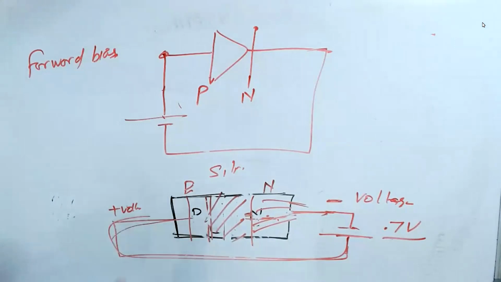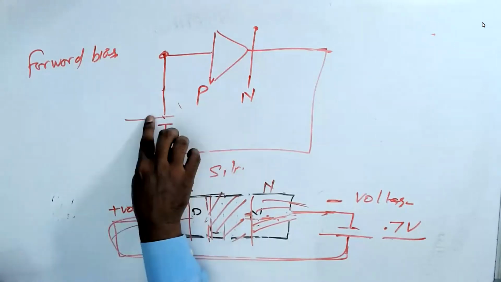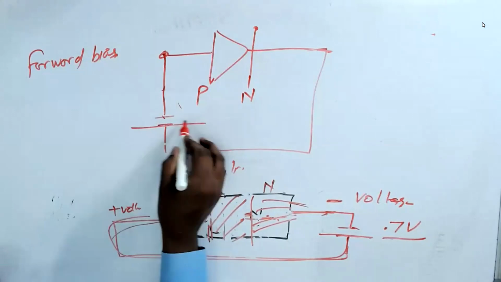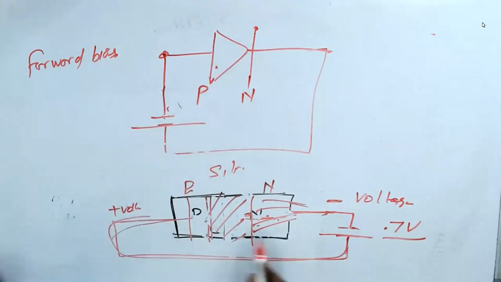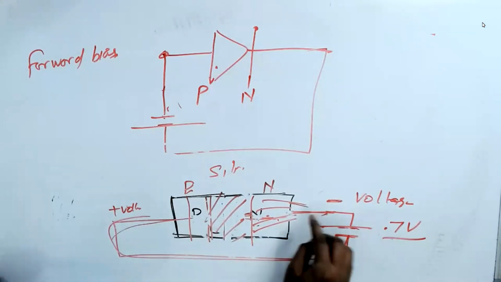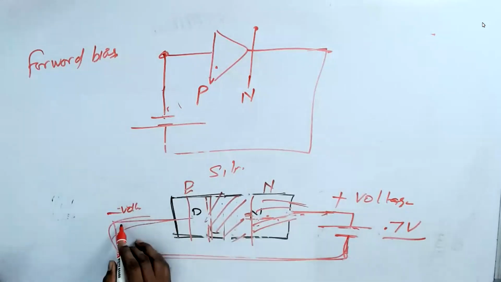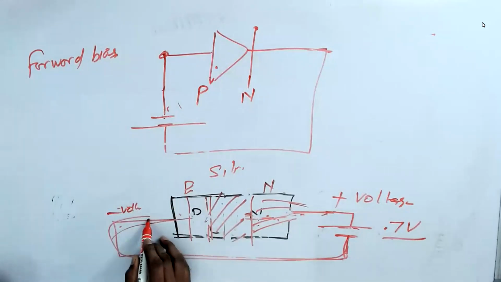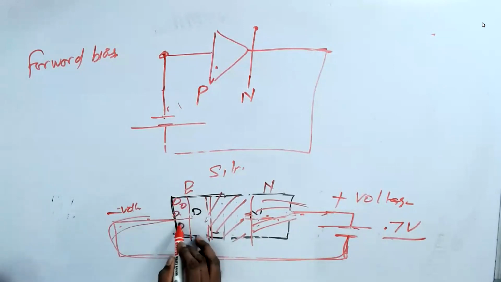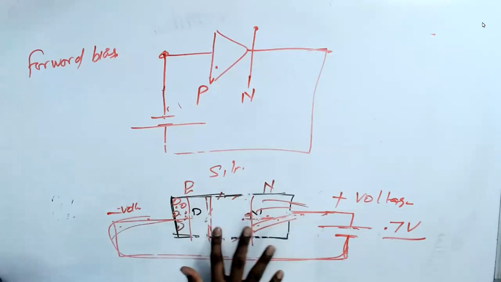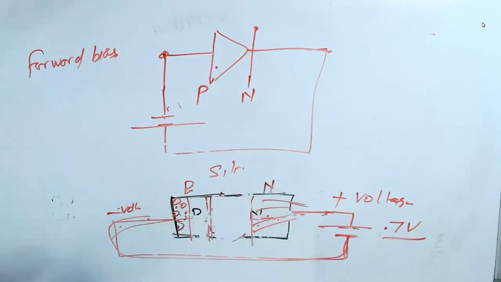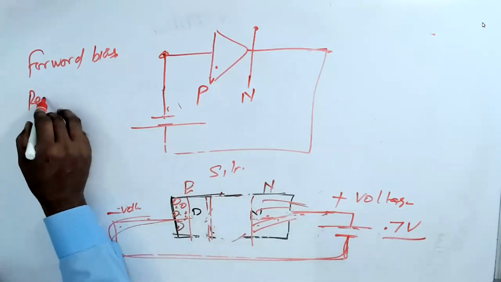Now, if I apply the voltage the other way, negative to positive, then this positive attracts all the electrons. And the negative collides with the electrons here, with this hole. Then this area becomes empty. So actually it acts as a switch. It's called reverse bias.